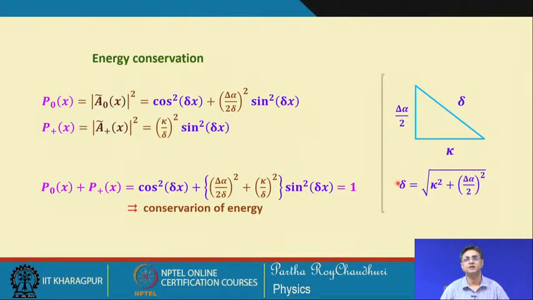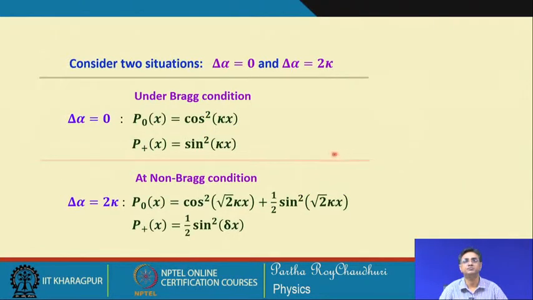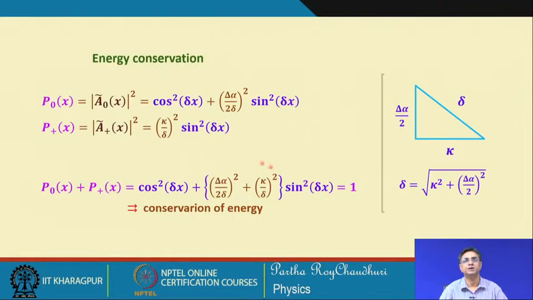In that case, delta and kappa will be equal. That is, in that case, the power transfer will be complete. So, you can see from here that when delta alpha equals 0, if you put it into this equation, this becomes 0, and kappa and delta become equal. So, kappa equals delta, and this is equal to 1.